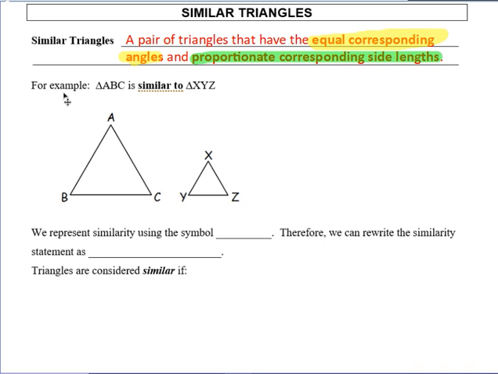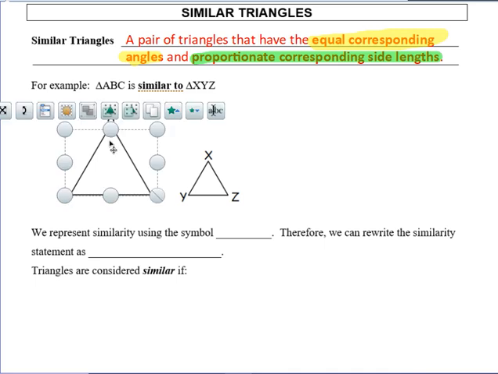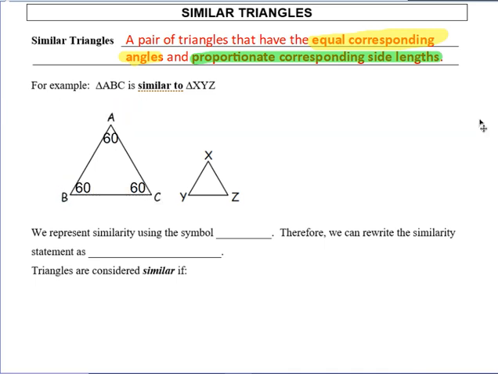So let's have a look at this example. It says triangle ABC is similar to triangle XYZ. Let's say triangle ABC, the angles, let's pretend it's equilateral, and we've got 60, 60, 60.